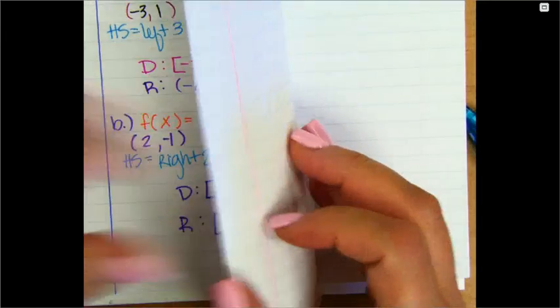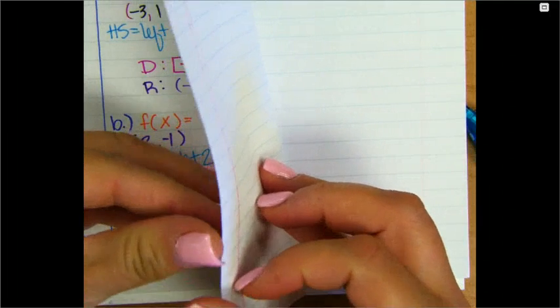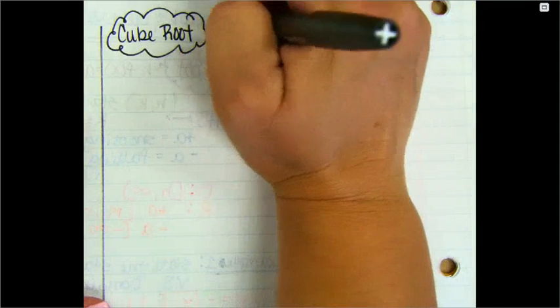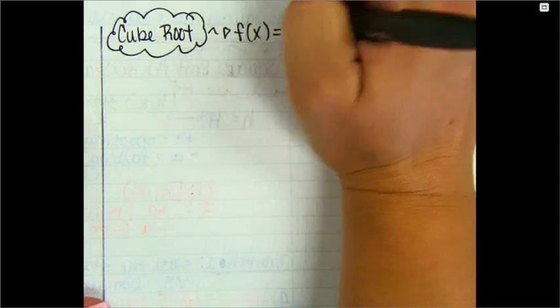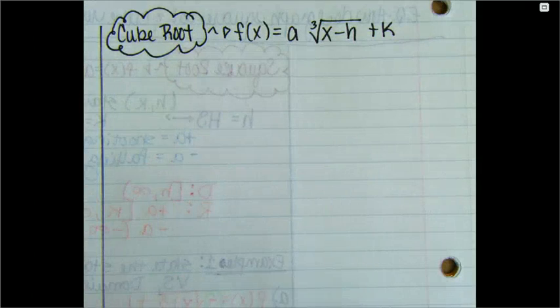So we did square root, so let's go to what's left: cube root. Let's refresh our memory of a cube root. This one is f of x equals a cubic root of x minus h plus k. Almost identical, except for the cubic versus a square root. Okay?